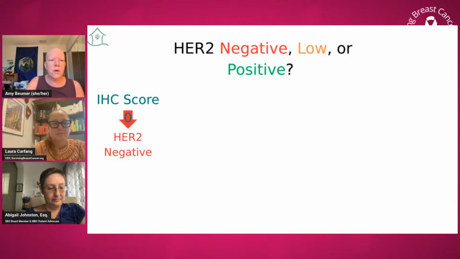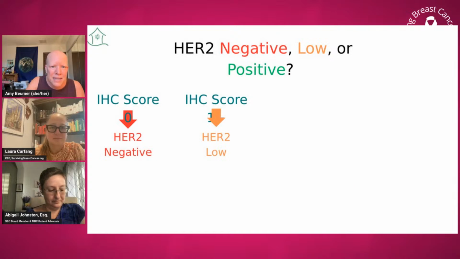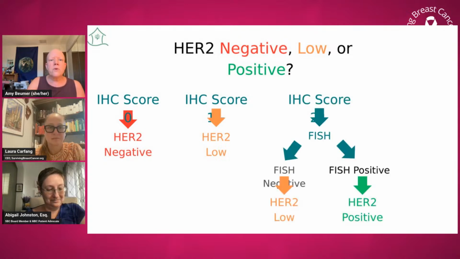It's pretty straightforward. All right, sorry that you can't see this. If your IHC score is 1+, your cancer is HER2 low. And that opens up treatment lines, especially in the metastatic setting, specifically trastuzumab deruxtecan. This is where it gets a little bit harder.